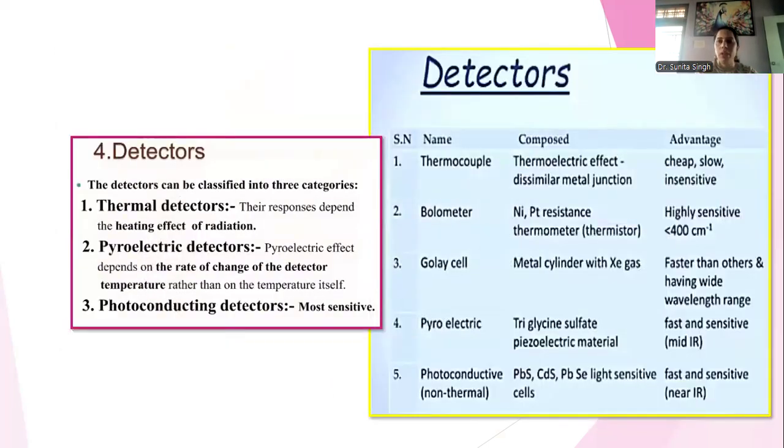Like we have shown in the block diagram, detectors are used. There are different types of detectors: thermal, pyroelectric, and photoconducting detectors, in which thermocouple, bolometer, Golay cell, pyroelectric, and photoconductive cells are used. They have different advantages: thermocouples are cheap, bolometers are highly sensitive, Golay cells are faster than others and have a wide wavelength range, pyroelectric detectors are fast as well as sensitive. Photoconductive detectors give fast and sensitive results.